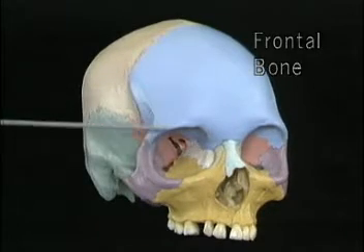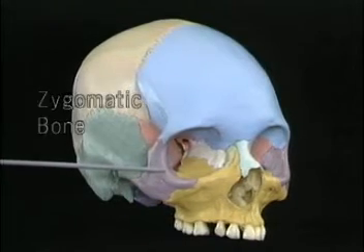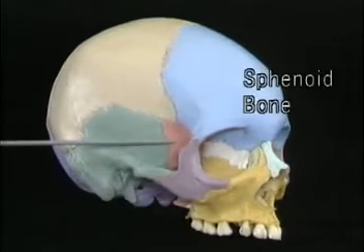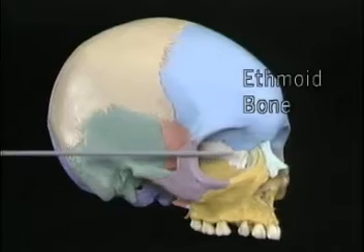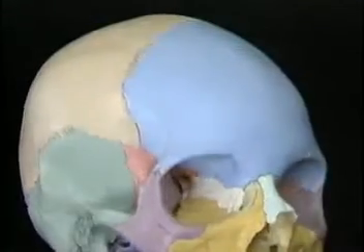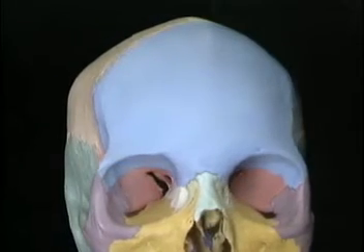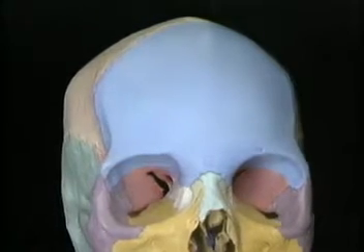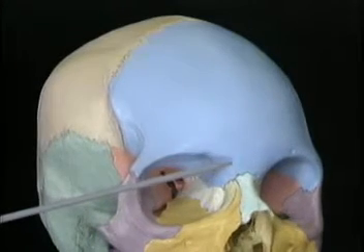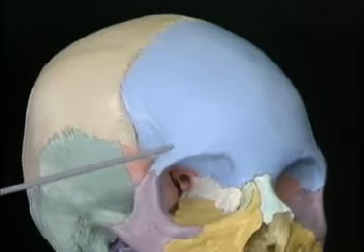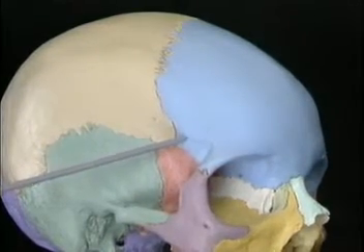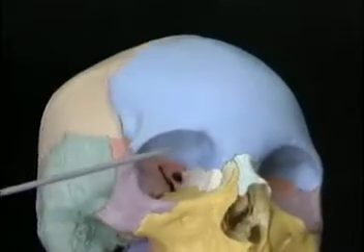There are the frontal and zygomatic bones, the maxilla, the sphenoid bone, and the ethmoid bone. The frontal bone is a very large bone. The lower part of the frontal bone forms the beginning of the root of the nose, the upper part of the orbital margin, a small part of the temporal fossa, and a large part of the roof of the orbit.